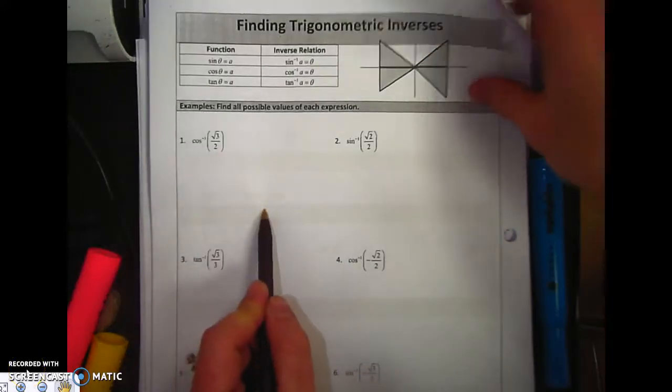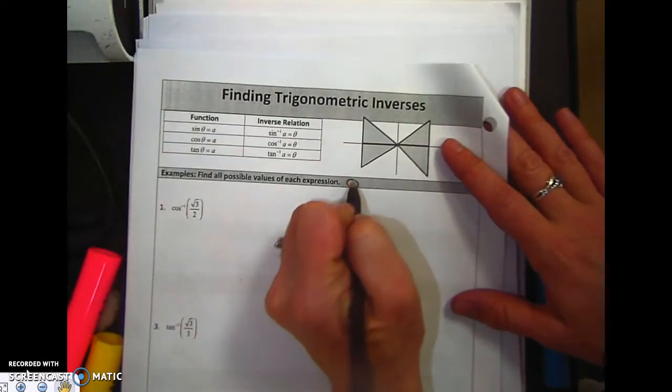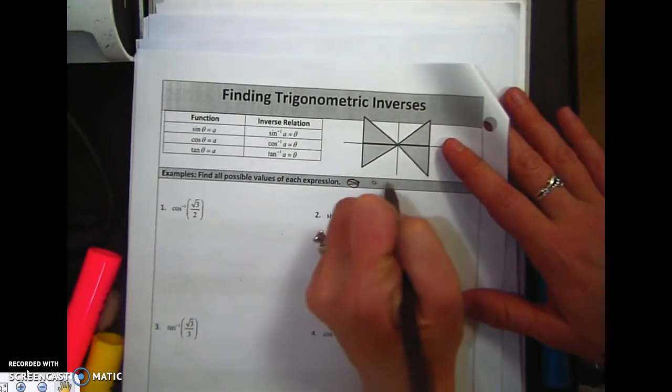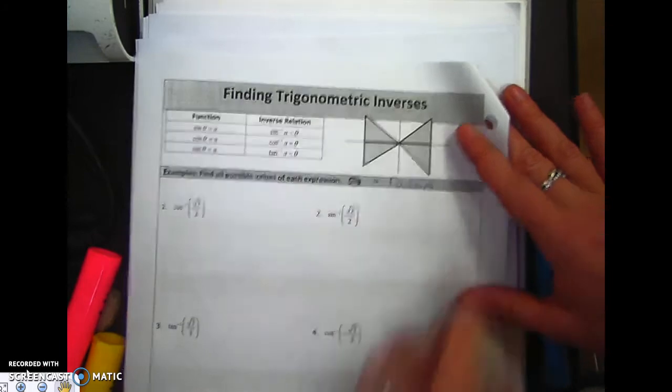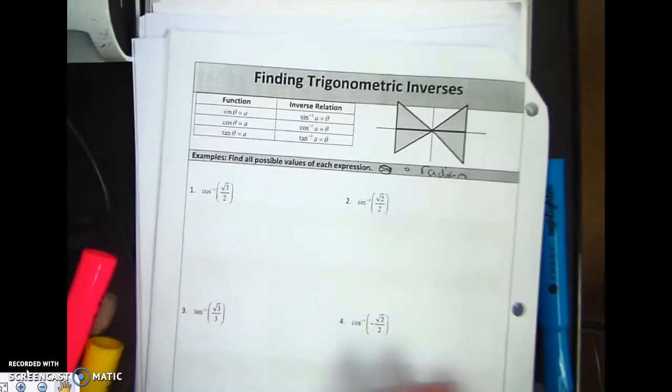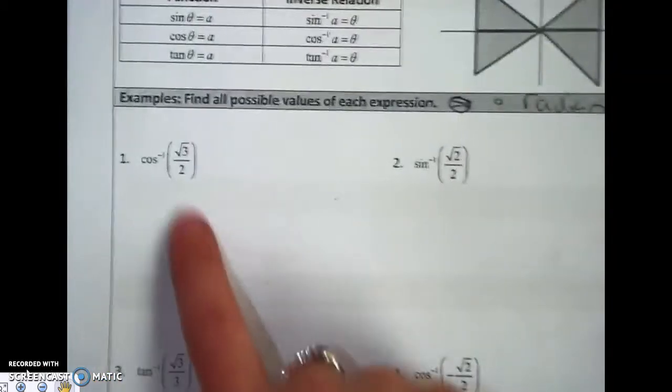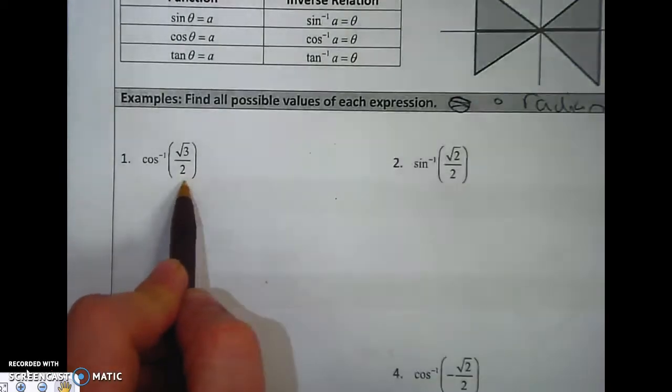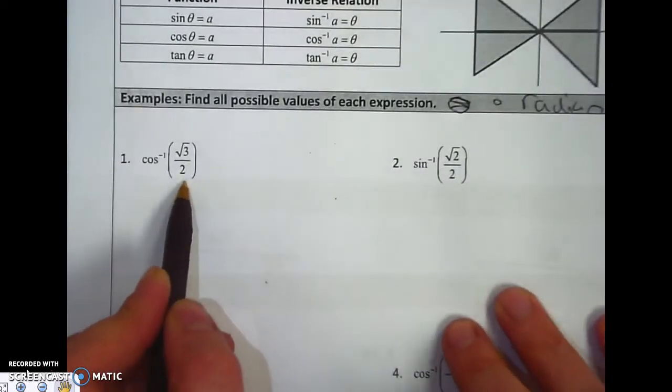So this is the same thing as what we did over here, but I want you to also tell it to me in degrees and tell it to me in radian mode. Okay? So let's start with the first one. As soon as I see rad 3, boom, my brain is thinking 30, 60, 90.